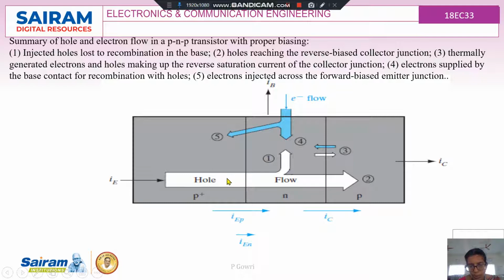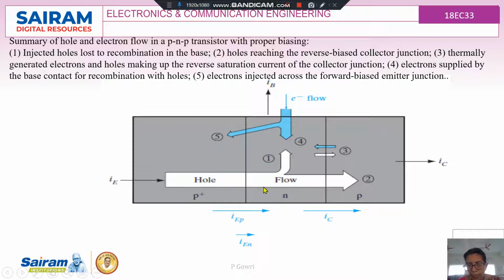Due to the diffusion process, the holes, which are present here as the majority carrier, will move to the N region. The movement of the holes will constitute a current, which is called IEP. So IEP stands for the emitter current due to the holes. Similarly, the electrons present in the N region will be moving towards the emitter region, and that constitutes the current IEN. So IEP plus IEN will give me my emitter current IE.